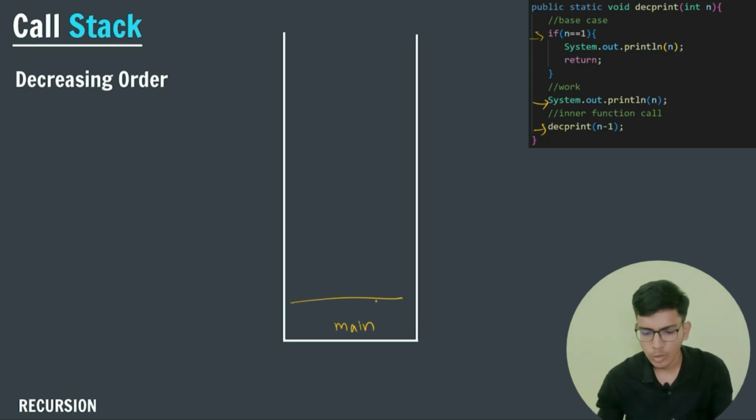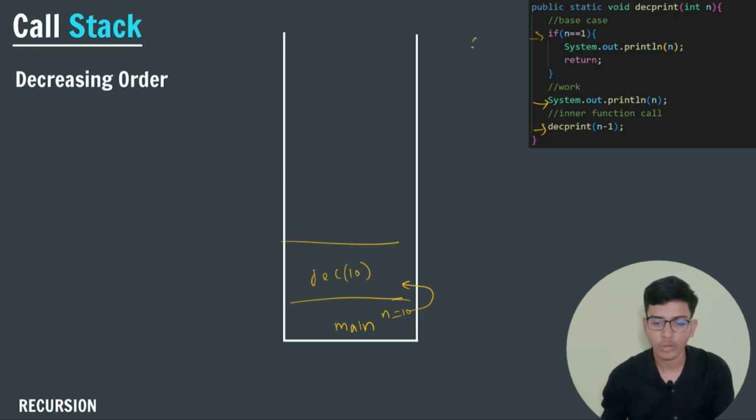So initially the control is in the main program, right? After that, whatever variables we have in the main program, that is n is equal to 10, will get passed to my dec function. Here the value is 10, right? Let us consider that this is my output. Here I am checking if n is equal to 1. No, here the n value is 10. So it will not go into my if statement and it will print the value of 10.